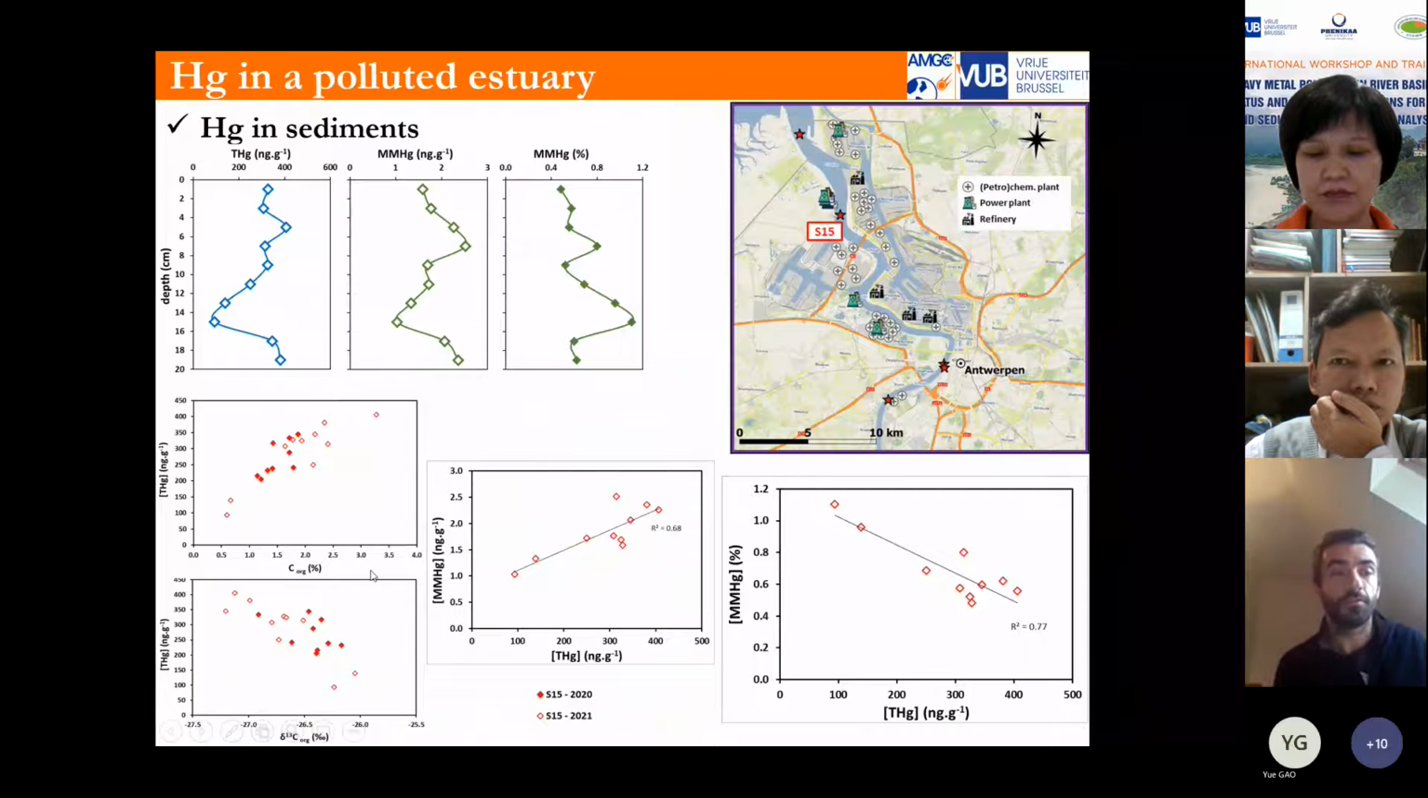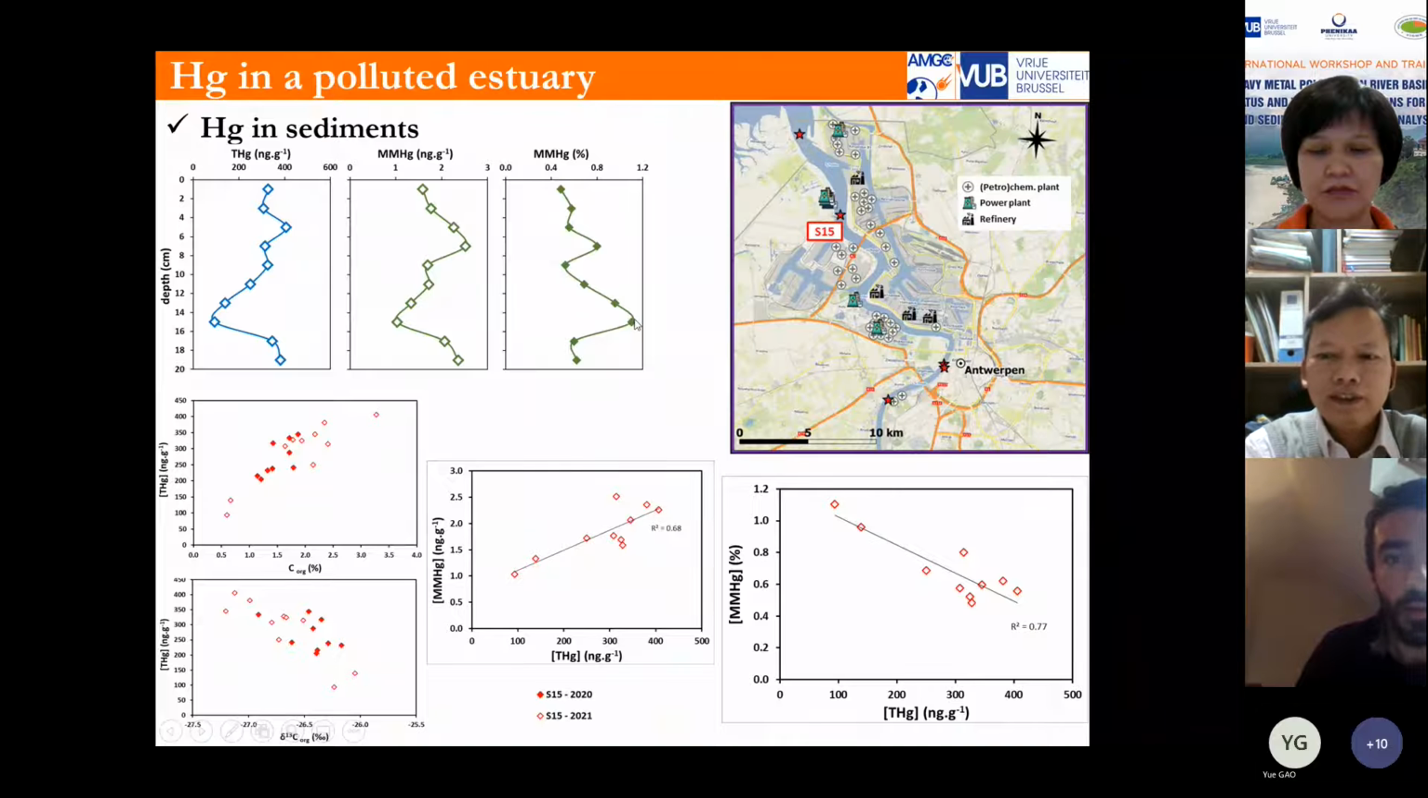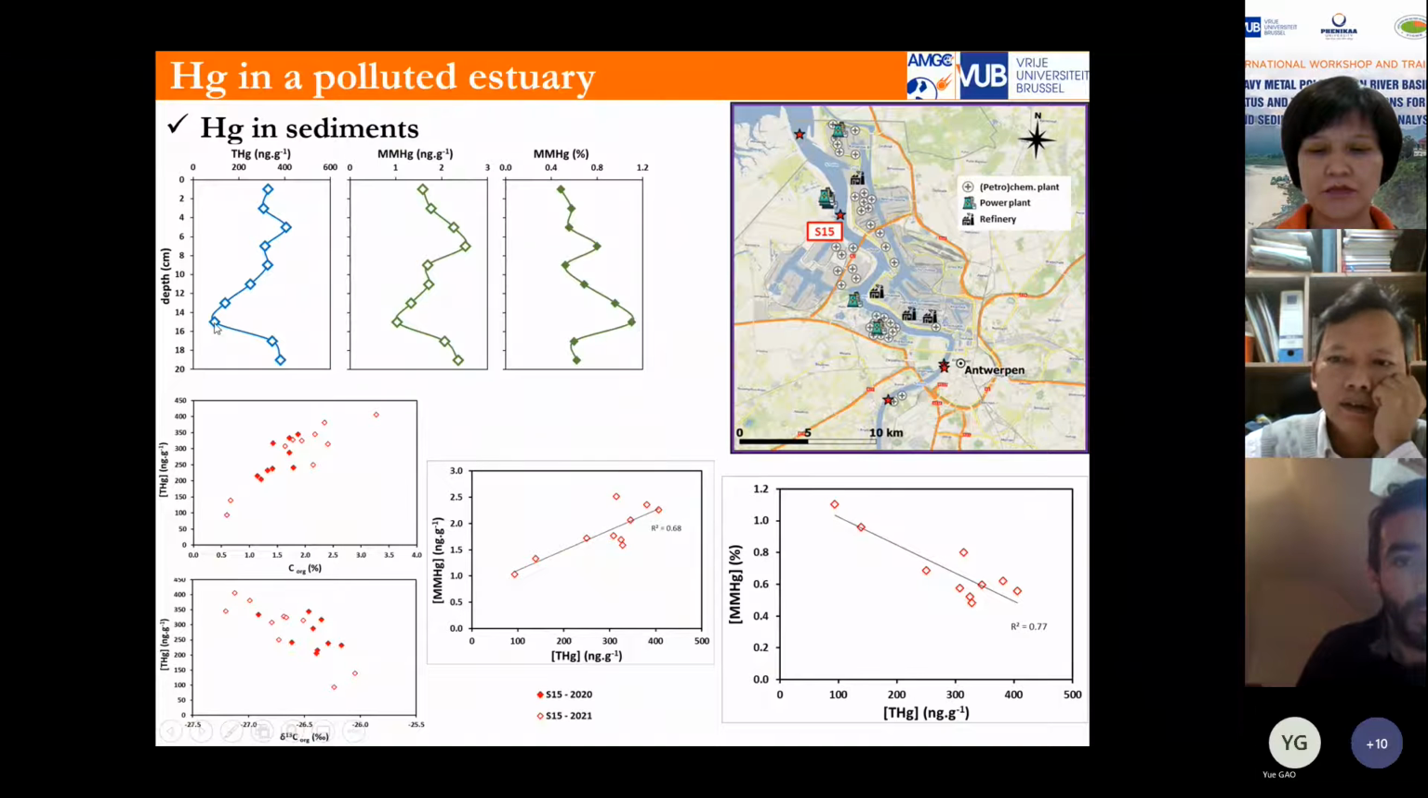So I'm coming back to this methyl and total mercury. As I said, you see the profiles of total mercury and methyl mercury are close. And then you see here that actually the percentage of methyl mercury is higher while the total mercury is low.